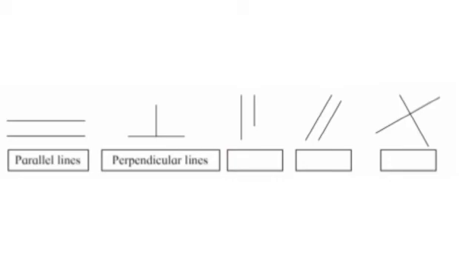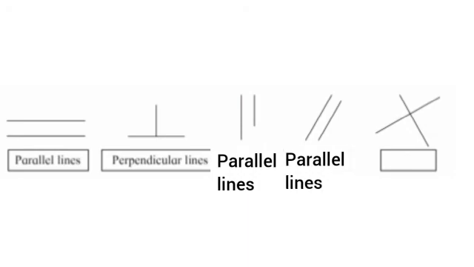Now look at the third picture. Both the lines do not meet each other. So they are parallel lines. Next, they are also parallel lines. Now look at the last picture of lines. They cut each other and make an angle of 90 degrees. So they are perpendicular lines.